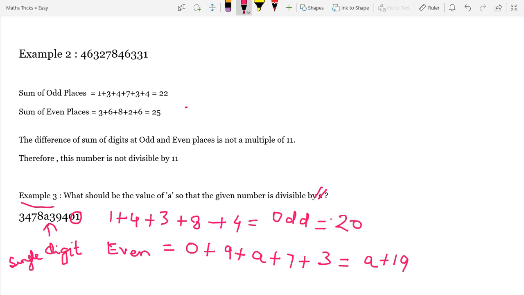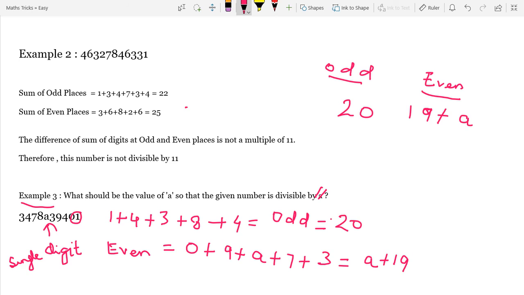All right. Now look at the rule again. The rule states that the difference of the sum of digits at odd and even places should be a multiple of 11. Now odd is 20, and even is a plus 19, so we get 19 plus a. That is the condition that you need for even.